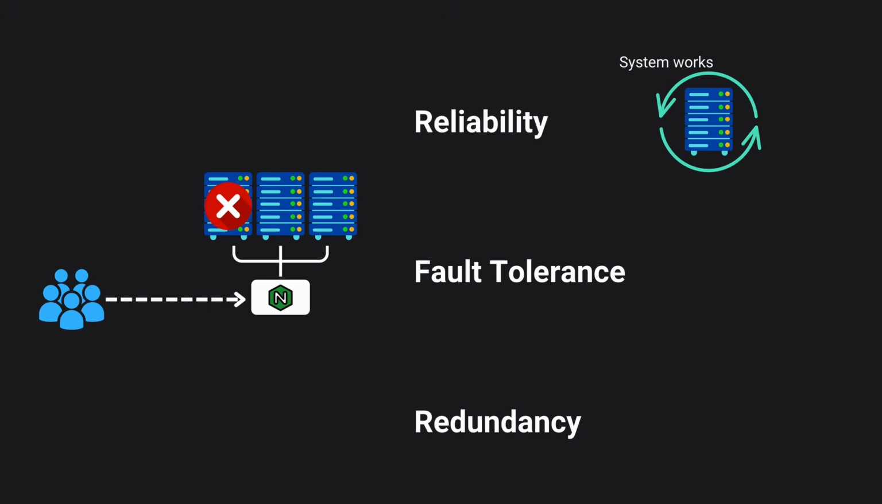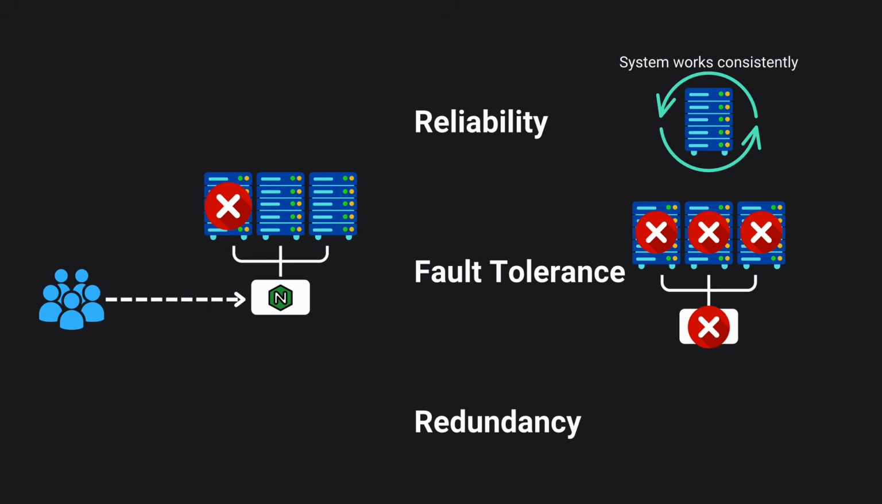Reliability means ensuring that our system works correctly and consistently. Fault tolerance is about preparing for when things go wrong. How does our system handle unexpected failures or attacks? And redundancy is about having backups, ensuring that if one part of our system fails, there is another ready to take its place.